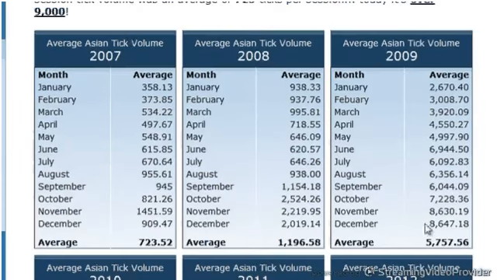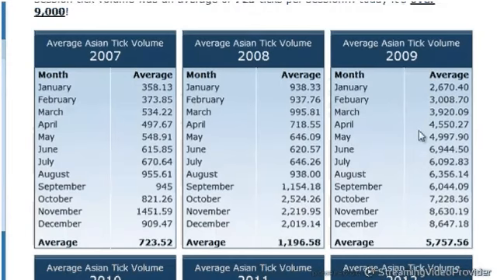In 2007, this is the monthly average nightly tick volume. In 2007, you can see throughout the whole 8-hour session, 358, 373 in February. Quite low throughout the year. Okay, in November there was a bit of a spike, but the average yearly tick volume was just 723 for the entire year. Okay, as time went on, 2008, it already grew to an average of almost 1,200, and pretty consistent throughout the year, continuing to grow. And you can see constant growth here.